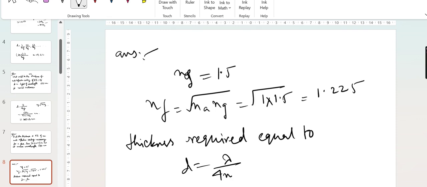t is equal to lambda by 4, and here the lambda is given as 590. So from that, it is very clear that for different lambda, the thickness will be varied. So for which application, for which lambda we are using that anti-reflection coating, it's very important.